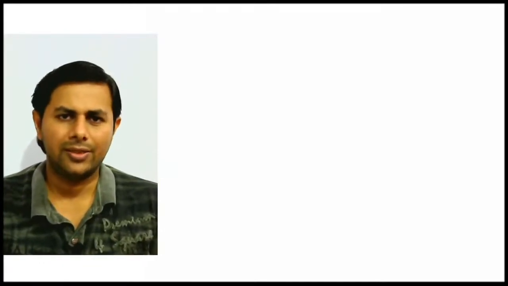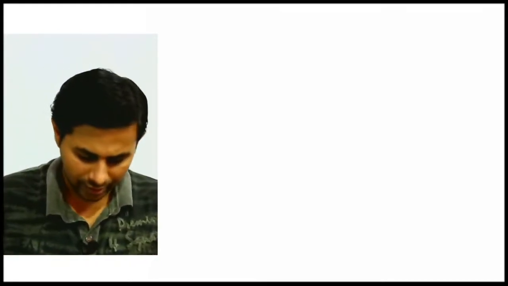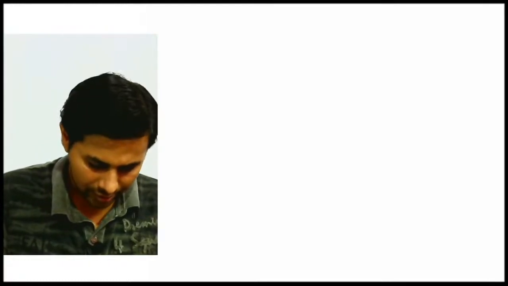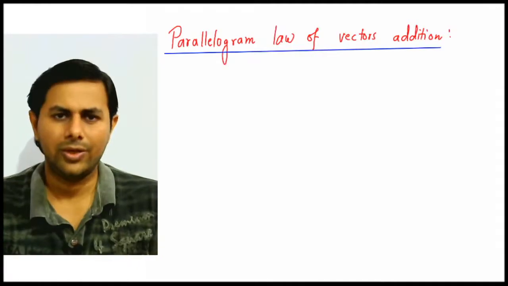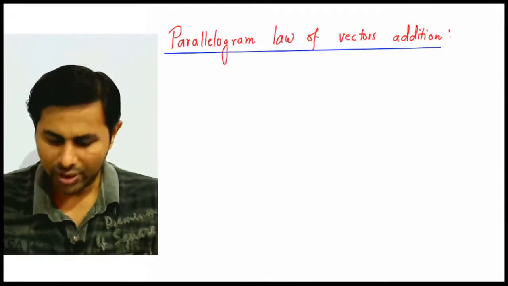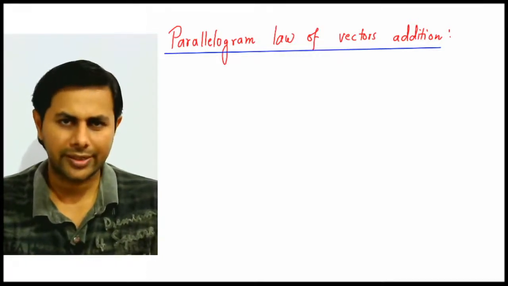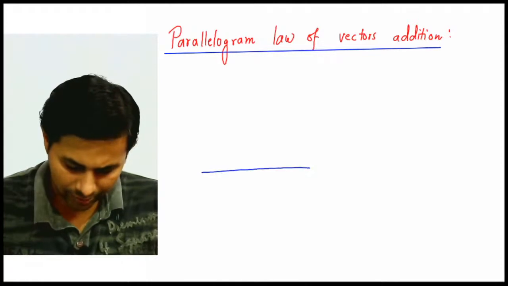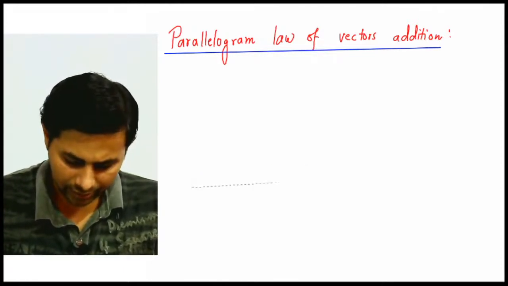So now let's talk about the resultant. Let's find the relation between the two vectors that we add and the resultant we get, and it is known as the parallelogram law. So now let's see the parallelogram law of vectors addition. So parallelogram law is nothing but a triangle law put in different words. So let's see how.